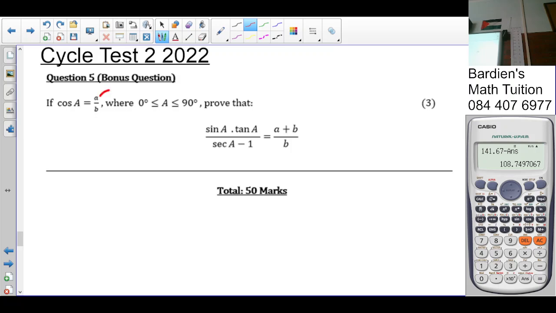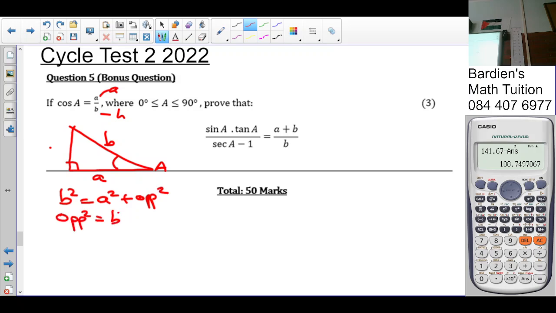So, what does cos stand for? Adjacent over hypotenuse. So if I draw that, here's my angle A. My adjacent to A is a, hypotenuse is b. So how do I get that length? How do I work out the opposite? Nice! So b squared is equal to a squared plus your opposite side squared. So your opposite side squared is equal to b squared minus a squared. The square root thereof is going to be the square root of b squared minus a squared.